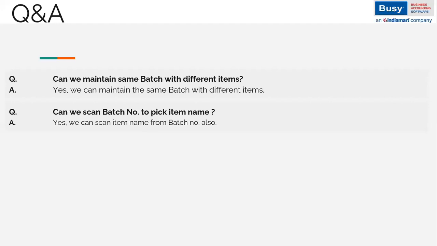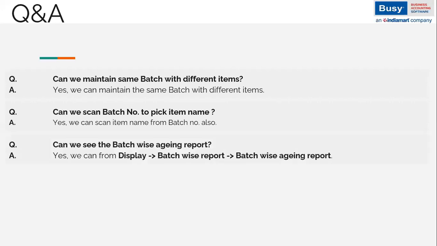If we go to the POS mode system and enable the option of picking the item from scanning in the POS mode module, you can capture the batch number through scanning. Can we see the batch-wise aging report? Yes, you can see the batch-wise aging report according to your date range. It will reflect on the slab, whatever slab you have set in Busy software, whether 0 to 30, 30 to 60, or 60 to 90. Whatever slab you have set, it will reflect in the slab column according to the date range from the purchase or the quantity-in date.